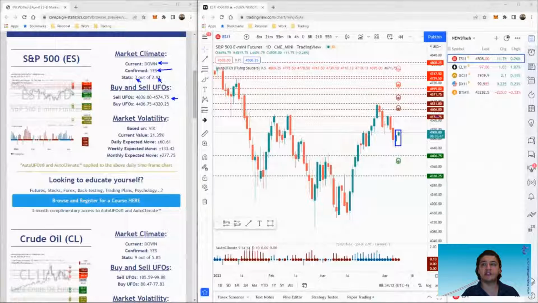Currently, the sell UFO that's near current price is 45.74 to 46.31. However, it's also overlapping to 46.06 to 46.71.75. And then the buy UFO down below 44.06.75 to 43.20.25. I understand that this one is quite large, but again, this is on the daily time frame. This is just giving us a bit of a bigger swing on the overall market that we're looking at. Currently, according to the VIX, we are at 21.35%. Daily expected move is 60 points.